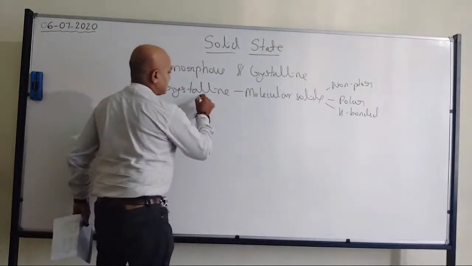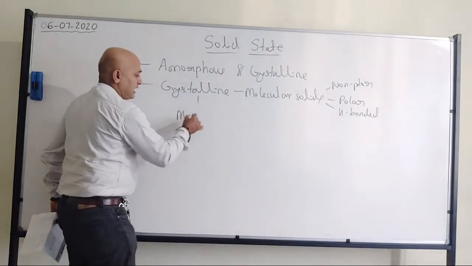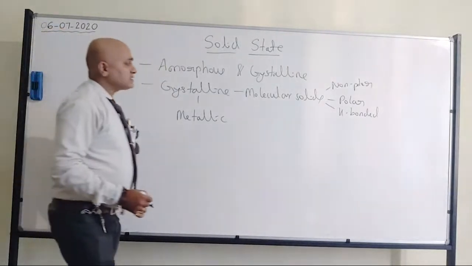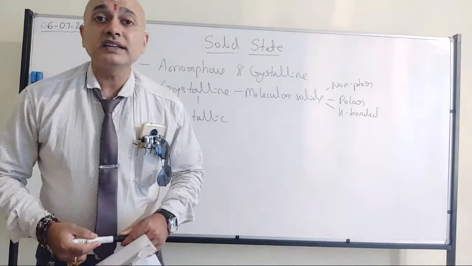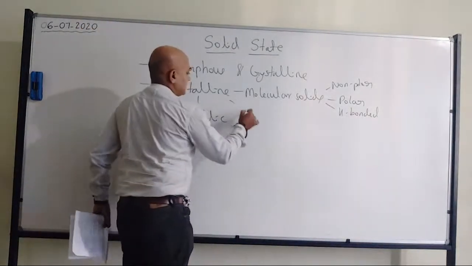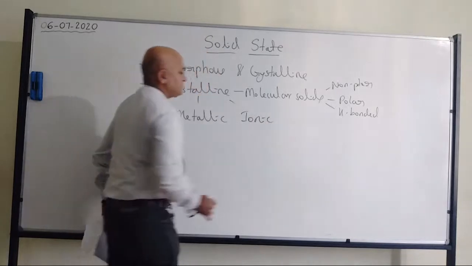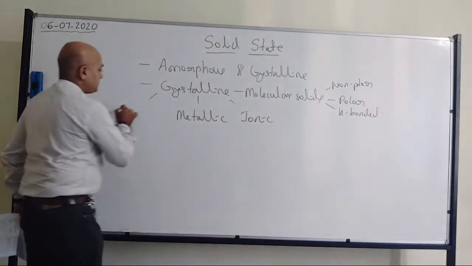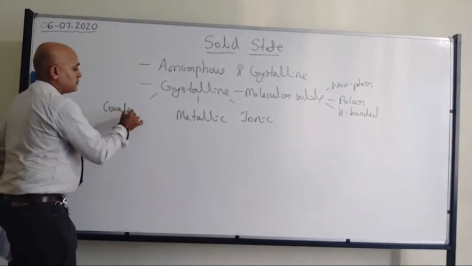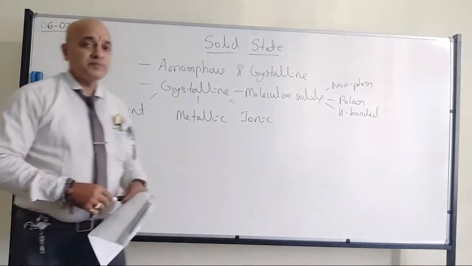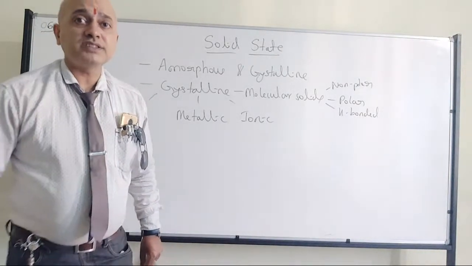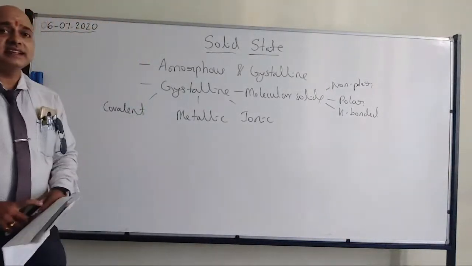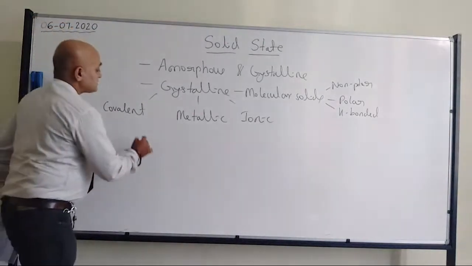Now the next category in crystalline solids is metallic solids, like an iron rod. They are the example for metallic solids. Then we have the ionic solids, an example of which is NaCl. Same way we have the covalent solids, where covalent bonds will be there, which are also called macro solids. Fine. So those are the types of crystalline solids.